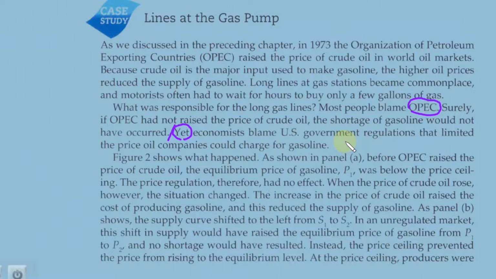What policy? Imposing a price ceiling, rather than OPEC's price rising. Okay? The policy was worse. That means the policy of the U.S. government to limit price increases above the selling price made matters worse than the price raising of OPEC.